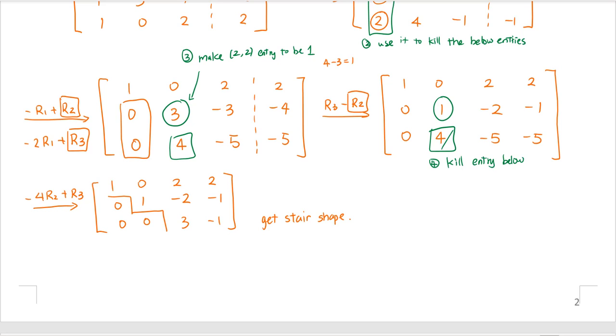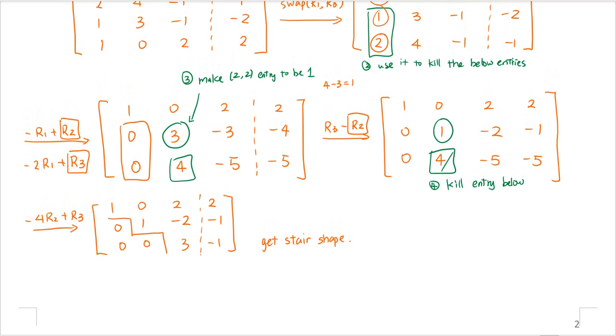Which is good. Now we can start to back solve to find x1, x2, and x3. Remember, the first column corresponds to the coefficient of x1. The second column corresponds to the coefficient of x2. The third column corresponds to the coefficient of x3. And the fourth column corresponds to the right-hand side of the linear system.